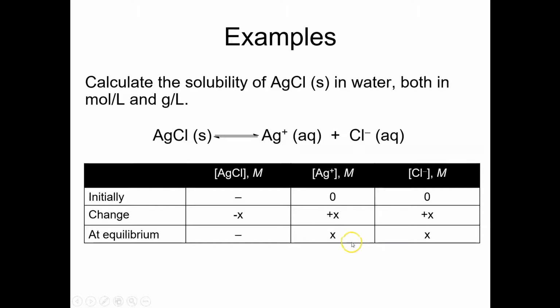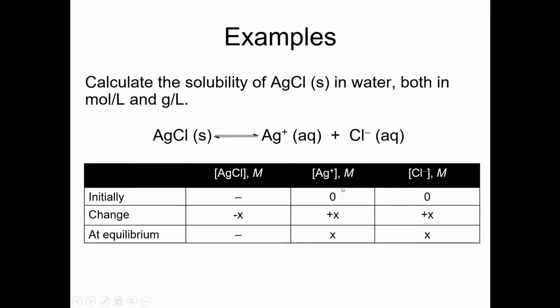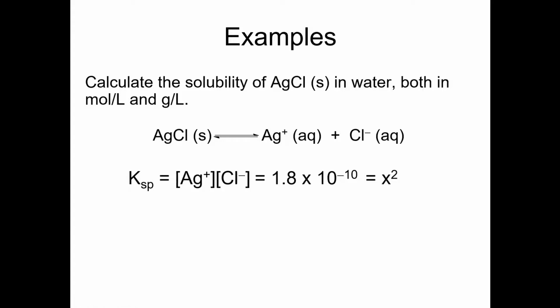And so at equilibrium, X represents both the concentration of silver ions and chloride ions. And so from this equilibrium reaction, we can write that equilibrium constant expression for silver chloride. Ksp is equal to the concentration of silver times the concentration of chloride, and we said that was equal to 1.8 times 10 to the minus 10. If I jump back here just a second, you'll see that those equilibrium concentrations are both X, both for silver and for chloride. And so therefore, Ksp is equal to X squared.